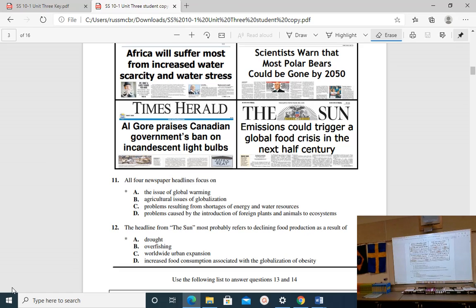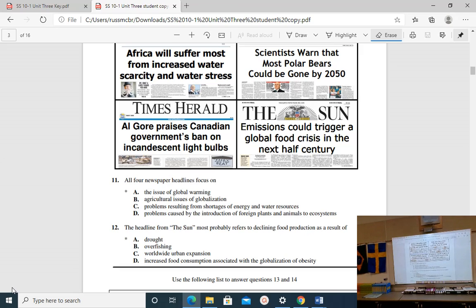There's nothing in the article that is saying that emissions could trigger a global food crisis in the next half century for those who rely upon fish or other things coming from the ocean or from lakes and rivers. It's saying global food crisis. It's not specifically saying in the ocean due to overfishing. If there was something about overfishing, then it could easily be B, but there's no reference there to it.